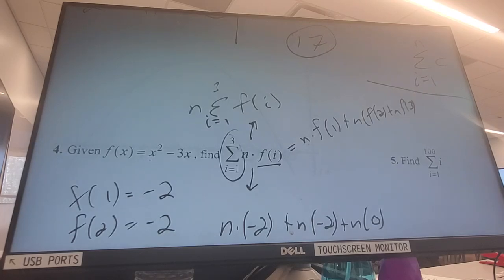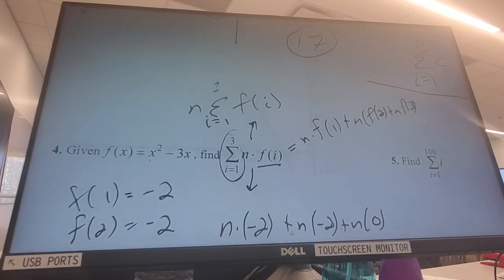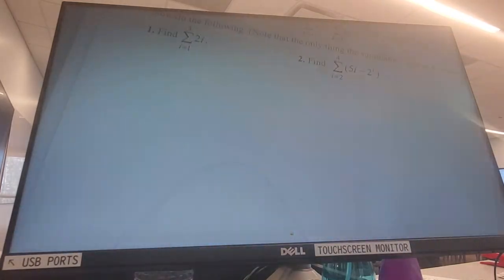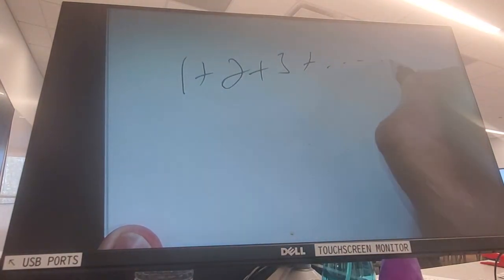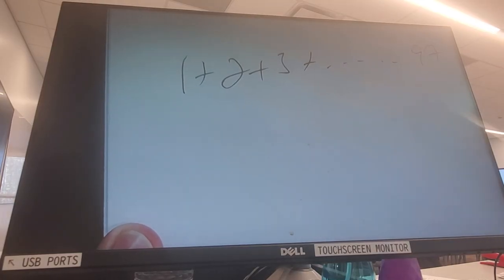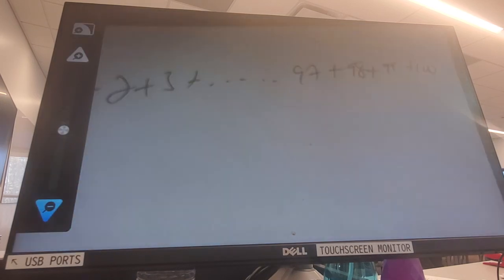So here's what Gauss did. Do you all agree that this problem translates into what we said earlier? 1 plus 2 plus 3 plus and so on, up to 97 plus 98 plus 99 plus 100. Somebody with me? You're like, "Yeah, dude, that's what it is."